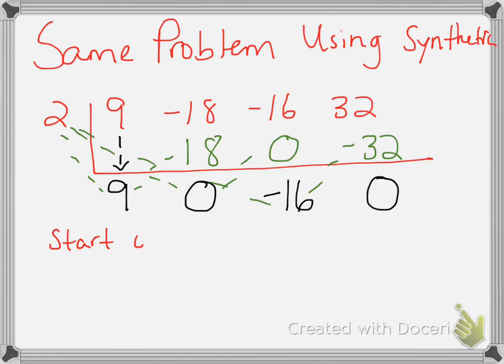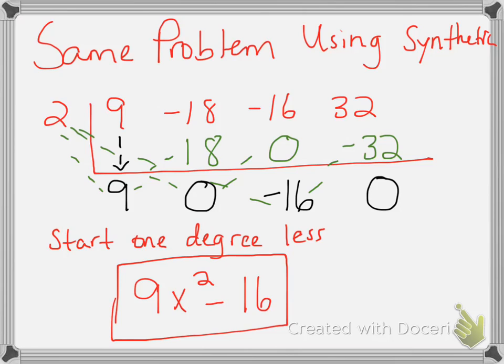Now remember, when I start my answer, I have to start at 1 degree down from the original. So if I started with 9x cubed, I have to start with 9x squared. And I get my answer of 9x squared minus 16. Synthetic division, remember, you bring the first number down, you multiply it, you always add what's on the inside, multiply what's on the outside.